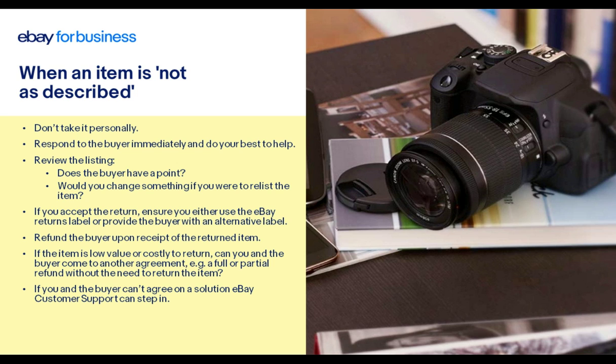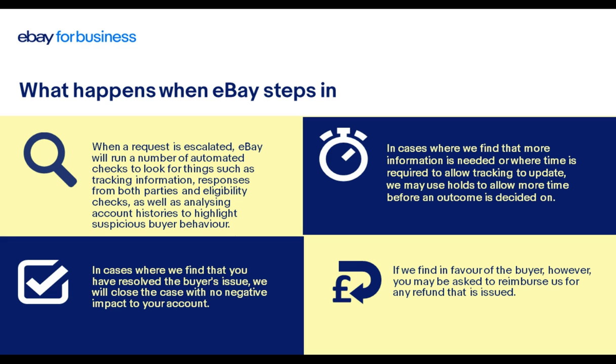So what happens when eBay steps in? When a request is escalated, eBay will run a number of automated checks to look for things such as tracking information, responses from both parties, and eligibility checks, as well as analysing account histories to highlight suspicious buyer behaviour. After these checks are completed, one of our representatives will review the information available before making a decision. In cases where more information is needed or when time is needed to allow tracking to update, we might utilise holds to allow more time before an outcome is decided on. In cases where we find that you've resolved the buyer's issue, we will close the case with no negative impact to your account. If we find in favour of the buyer, however, you may be asked to reimburse us for any refund that's issued to the buyer.